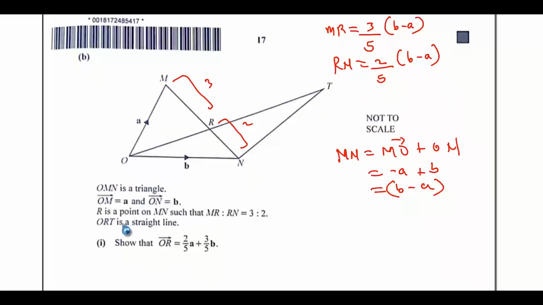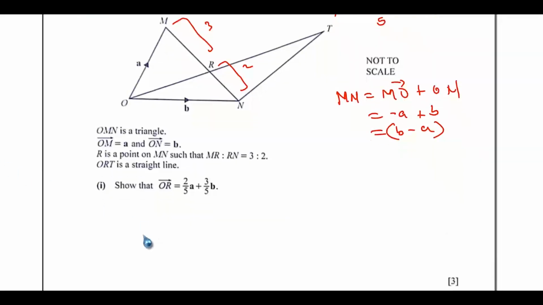Then ORT is a straight line, as you can see here. Show that OR is equal to 2 over 5A plus 3 over 5B. Okay, so that is pretty easy. So let's do this. We start with OR.